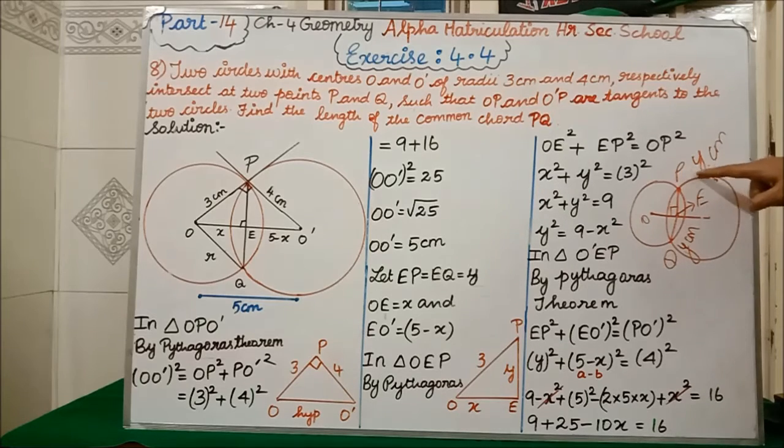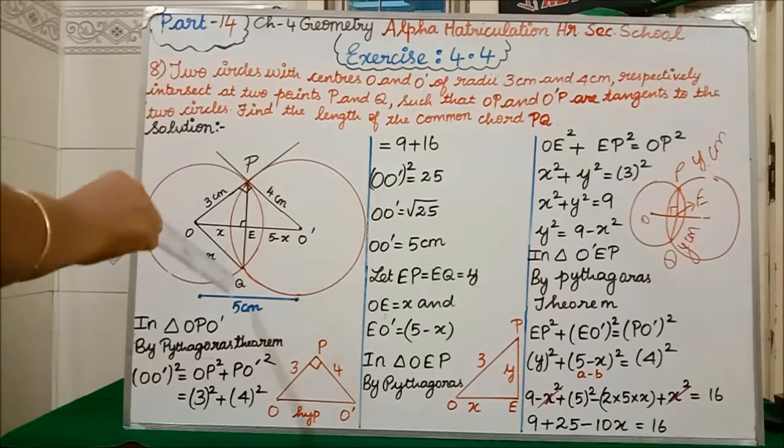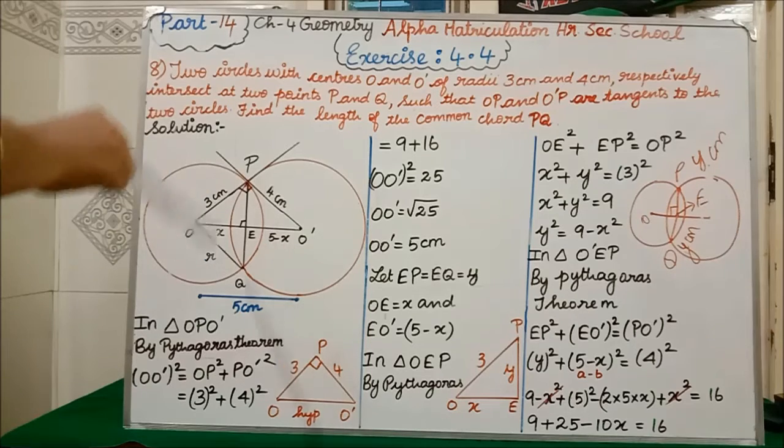From year to year. Okay. Now I will show you the diagram. EP means where? E to P. This is PQ, the chord. So it divides the line into two equal halves, I told you.